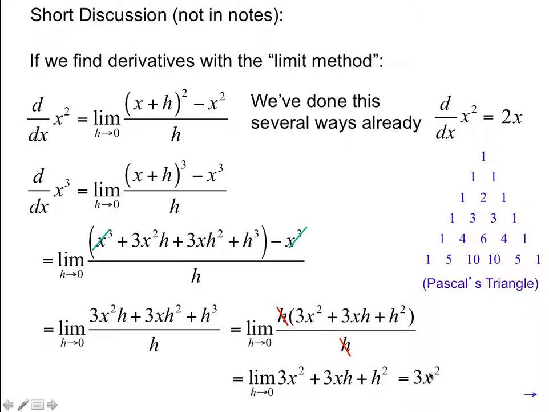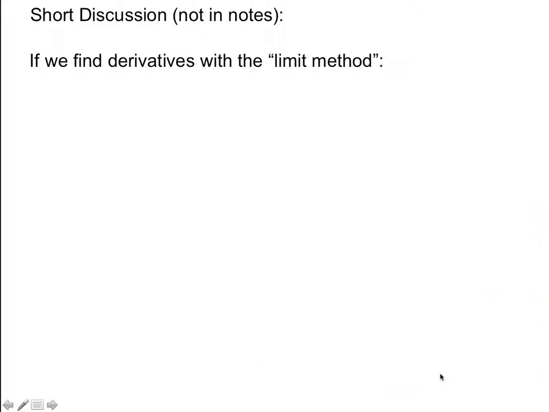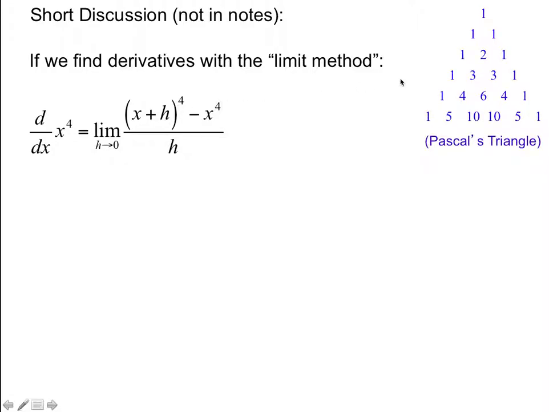Okay, so we can start to see what happens with the powers and the coefficients as we do this. We're just going to set up x to the 4th, again, not in your notes, but we have to expand this out to the 4th power, which is a lot of foiling, but we're just going to use Pascal's triangle to get the coefficients here. So expanding x plus h to the 4th power looks like this.